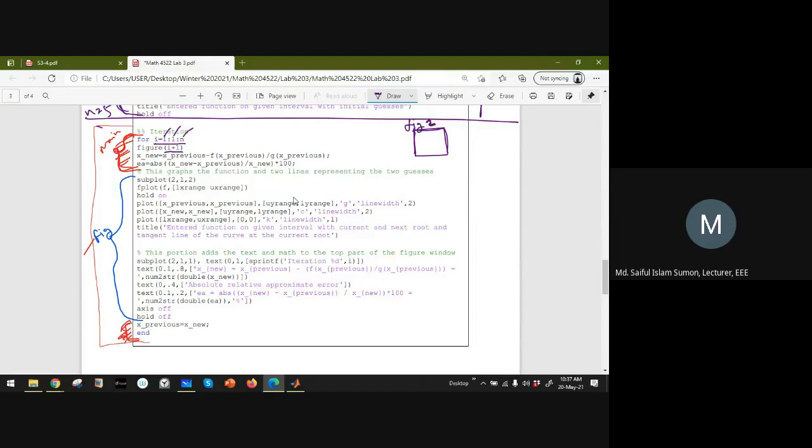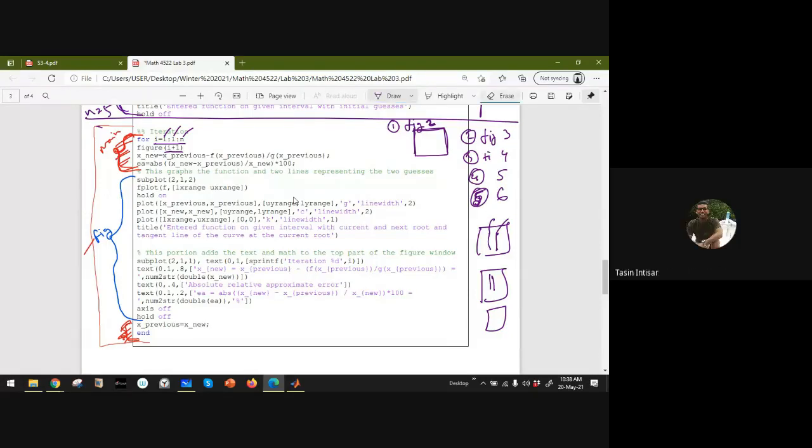So in the first iteration, figure number 2. During the second iteration, it will give figure number 3. Third iteration, figure number 4. Fourth iteration, figure number 5. Fifth iteration, figure number 6 will be given. So we are going to get 6 figures where we will be visualizing that these two lines, that means x previous and x new, are coming closer to each other. That's why they have done all those things. Are you okay, everyone? Very good.